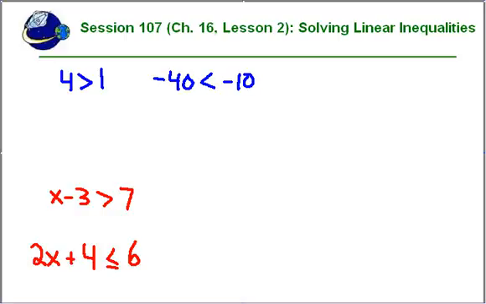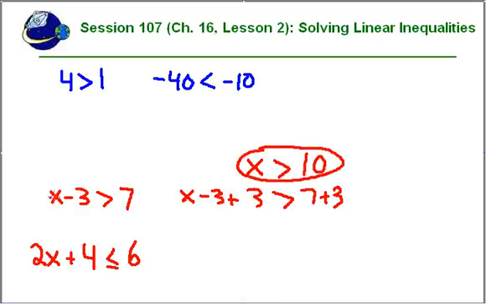Let's use some of those now to come down here and solve some inequalities. x minus 3 is greater than 7. We're trying to get x all by itself. Well, right now the x has a 3 being subtracted, so to undo that we need to add 3 to both sides. x minus 3 plus 3 is greater than 7 plus 3. Well, x minus 3 plus 3 is the same thing as just x. I'll write that above it, and 7 plus 3 is 10.